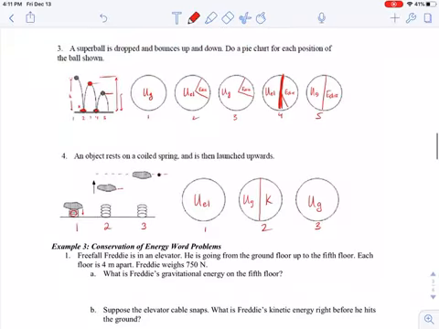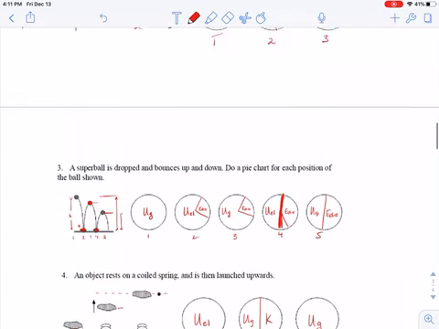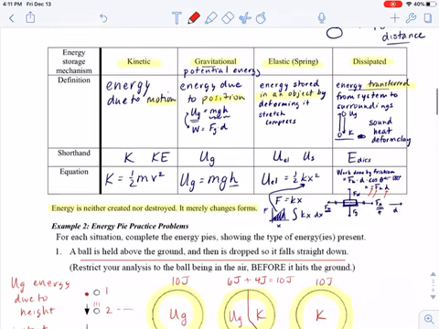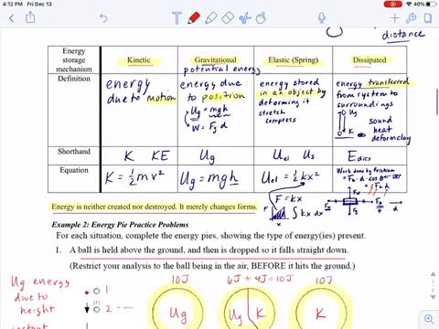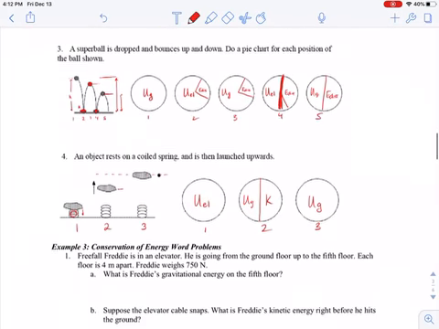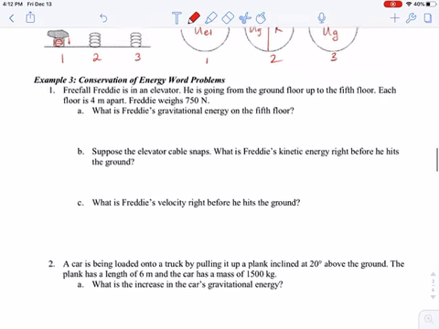Okay, so what we've done here is we've practiced thinking about the forms of energy, again, kinetic, gravitational potential, elastic, and dissipated, and how they change form; how it's neither created nor destroyed, but it merely changes form. What I'm going to do next, when I solve the next couple of problems, is use the formulas here, the formula for kinetic, gravitational, elastic, and dissipated, and solve for some actual numbers.